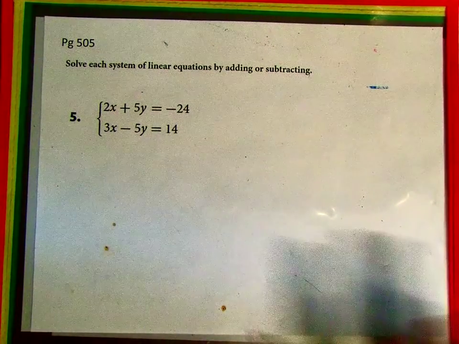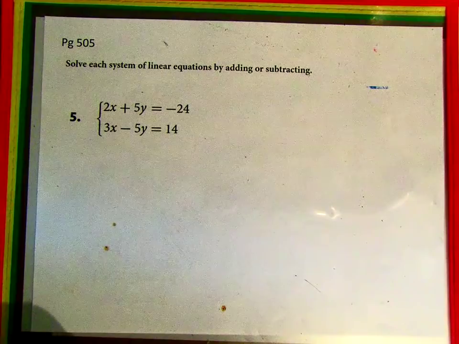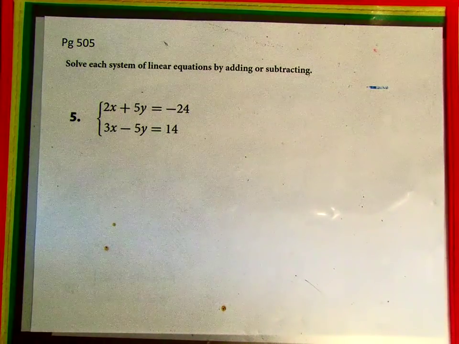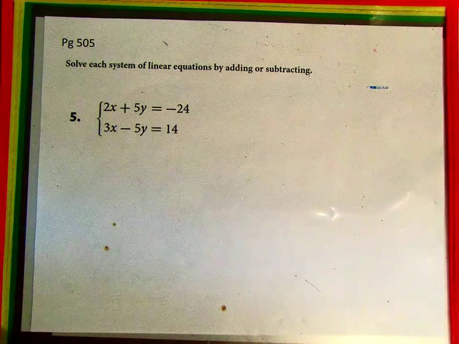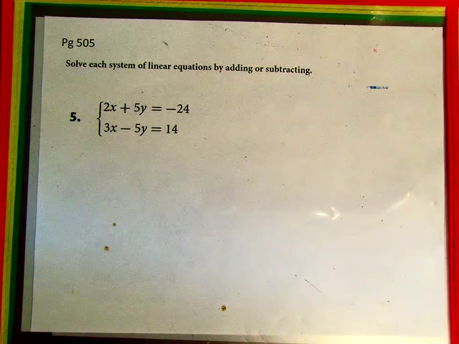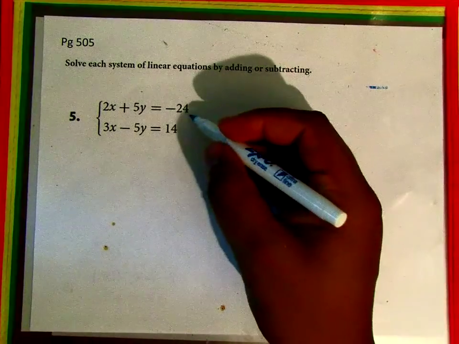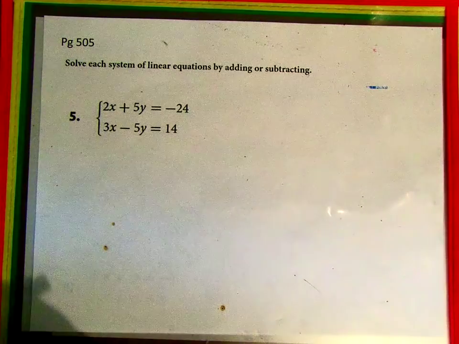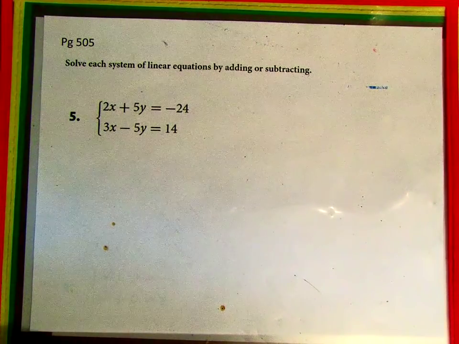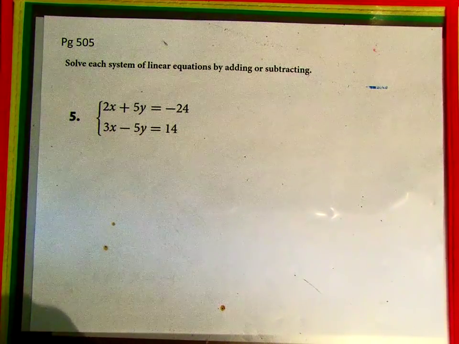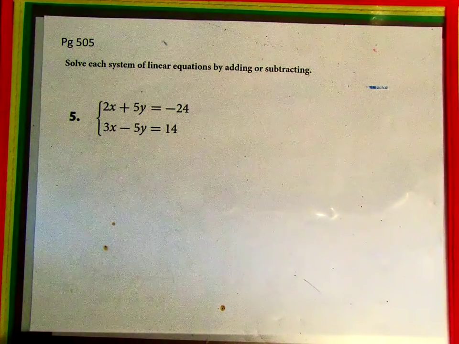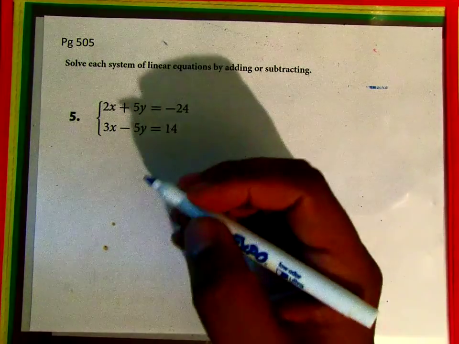So what we want to do is solve this system of linear equations using the elimination method. So let's take a look. Well, we've got 2x plus 5y is equal to negative 24, and 3x minus 5y is equal to 14. So remember, our first step is to add or subtract the equations to eliminate the variable. So we can add or subtract here.